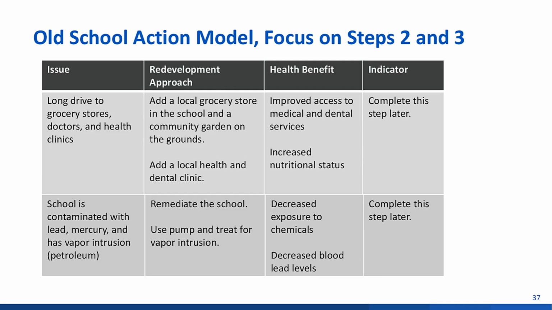Step 1. What are the issues? We know that the school is contaminated. Step 2. What are the redevelopment approaches? Remove lead, mercury, PCB, and asbestos contamination. Use pump and treat to remediate groundwater contamination from the underground fuel tanks. This is expensive, but the development community will pursue local, state, and federal funding for the cleanup. Step 3. What are the health benefits? Decreased exposure to harmful chemicals. Decreased blood lead levels in children and adults.